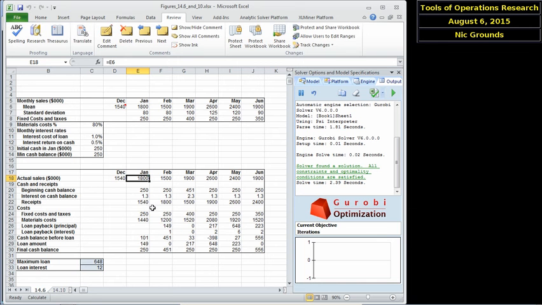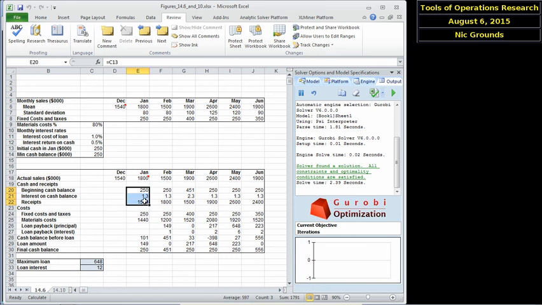So if we sell 1.8 million, well, that means a few things. One is we know our fixed cost, they're $250. Our materials cost is 80% of 1.8 million, or 1.44 million. So those are costs we have to pay in January. We start January with $250,000, which means that money in the bank gets us 1.3 million in interest. That's 0.5%. And then, of course, we knew how much money we had coming in from December.